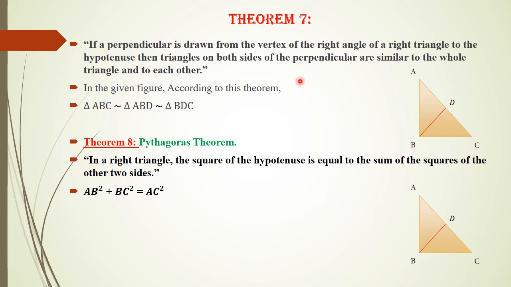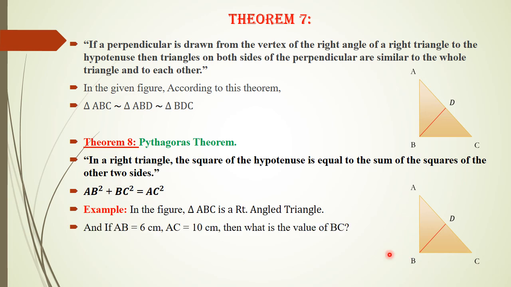Now remember, theorem 7 and theorem 8 are applicable only to right angled triangles. Now let us understand the Pythagoras theorem with an example. Suppose in this given figure ABC is a right angle triangle. Then it is given that AB is 6 cm and AC is 10 cm. Then what is the value of BC?